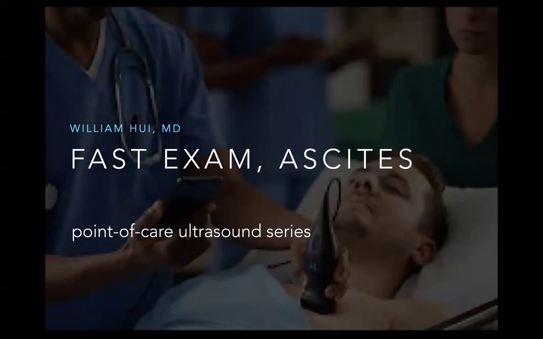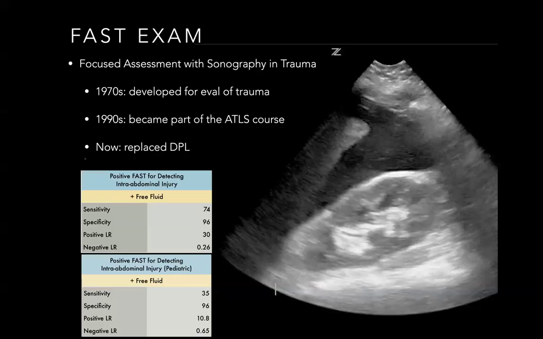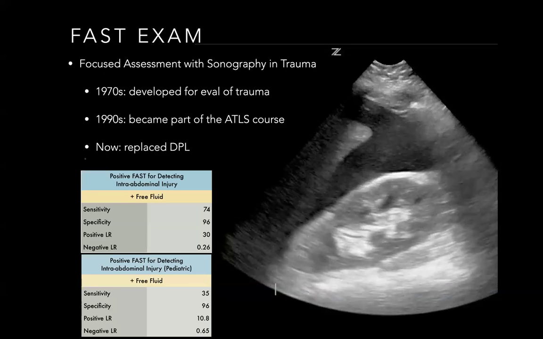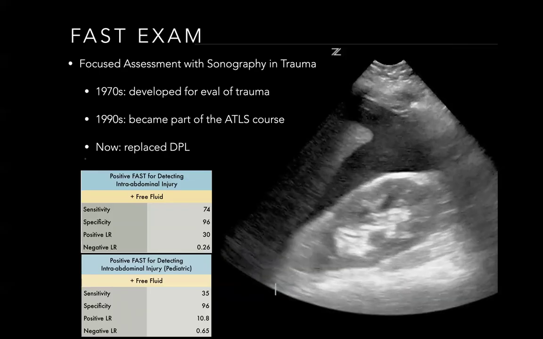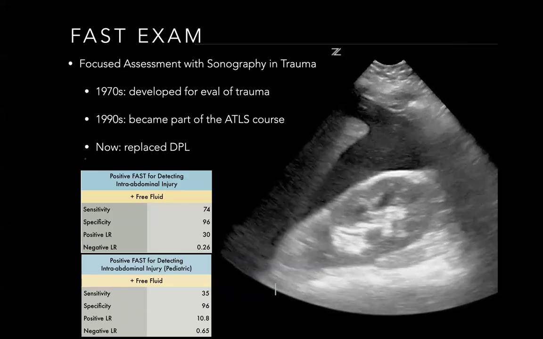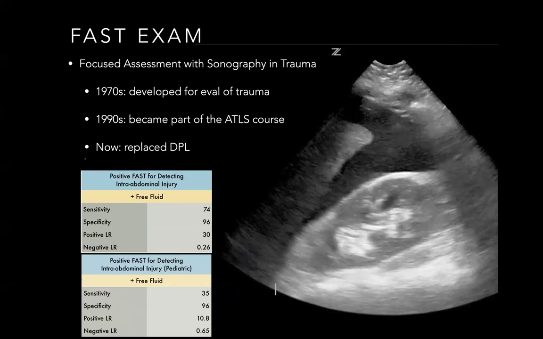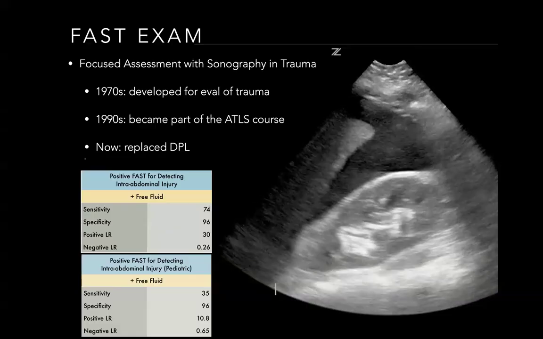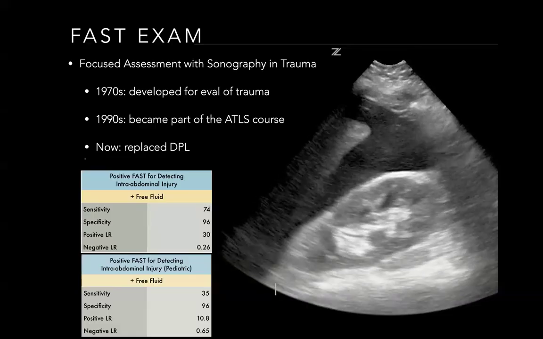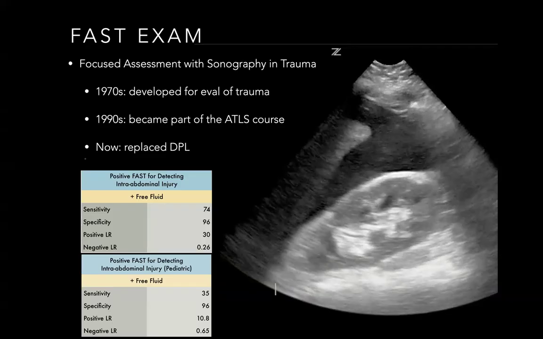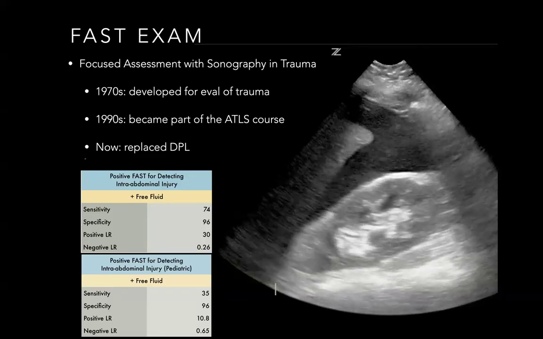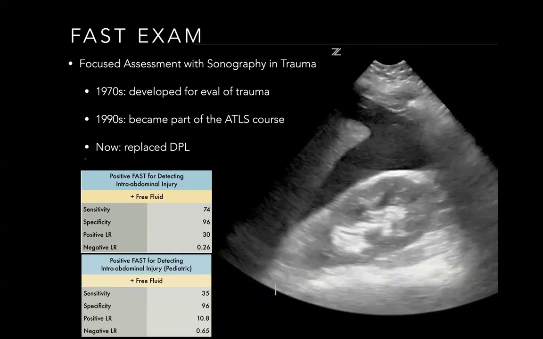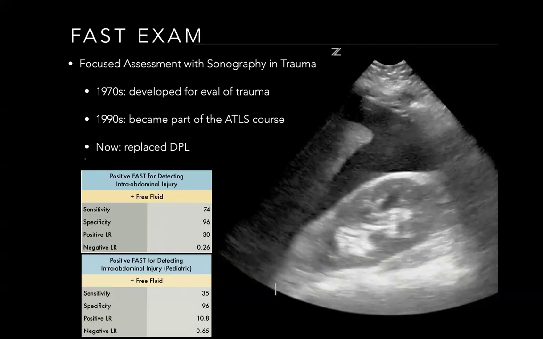All right, now let's talk about the FAST exam and ascites to finish up. The FAST exam is really helpful in the emergent scenario where you're working in the emergency department, evaluating patients who are coming in for trauma scenarios. The FAST exam is named as the focused assessment with sonography in trauma. First developed in evaluation of trauma in the 70s, it became part of the ATLS course in the 90s.